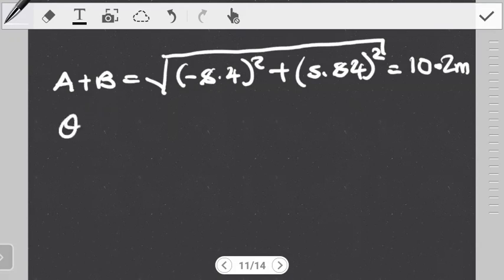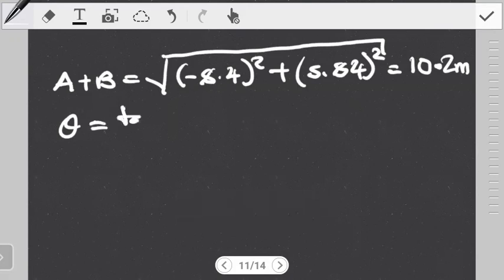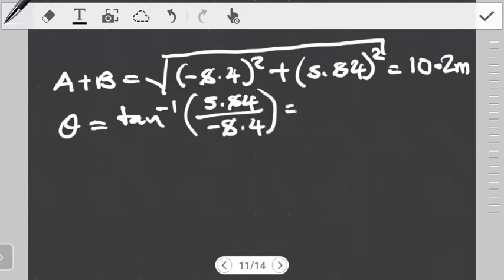First, if you evaluate this directly, we're going to use tan for the direction. You'll see why. For tan, we take the y component, 5.84, divided by the x component, negative 8.4. If we work this out, what we get is negative 34.8 degrees. Now, why do we use tan there?